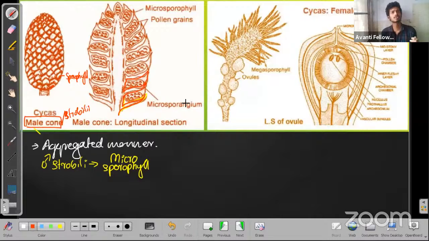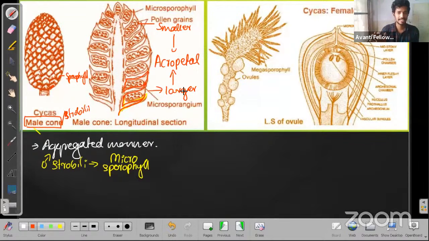Okay, so we sometimes also call it an acropetal manner. Acropetal manner means arranged so that the larger one will be at the base, and the smaller or newer one at the tip. So we call this system the acropetal manner. Okay, you will learn that in morphology. Don't take tension about it.